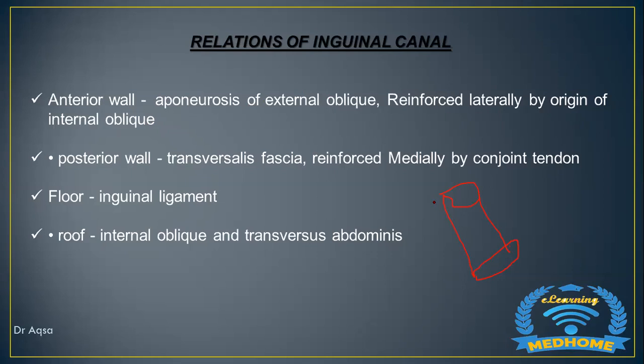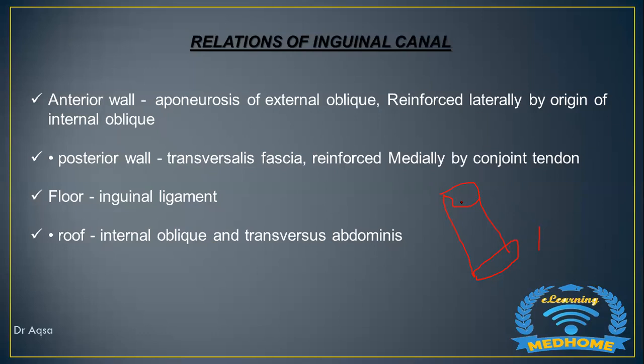When we talk about the posterior wall, it is formed by the fascia transversalis, and medially it is reinforced by the conjoined tendon. That is, the strength is given medially by the conjoined tendon. The floor is formed by the inguinal ligament, because the inguinal ligament is here. And this is going to be the pubic tubercle, lying here. And the roof is formed by the internal oblique and the transverse abdominis muscle. So it's very easy to remember.